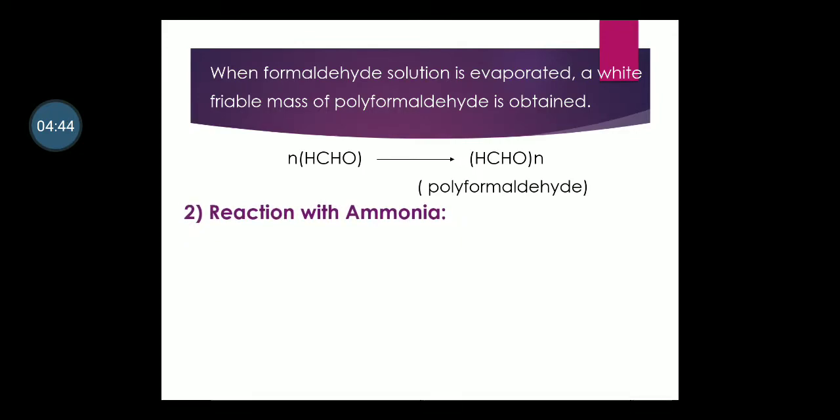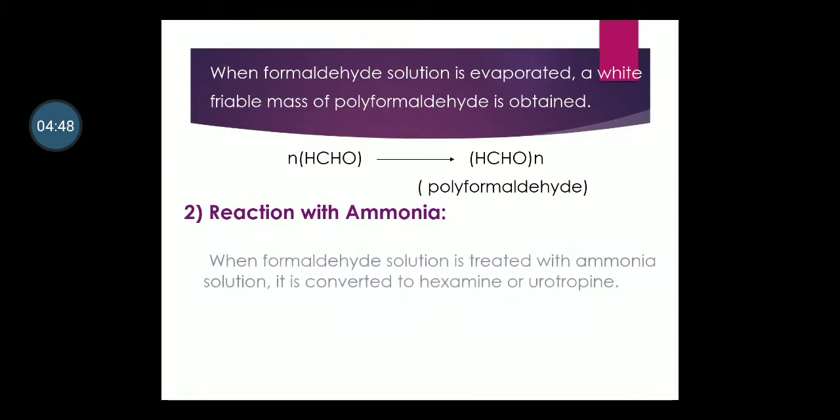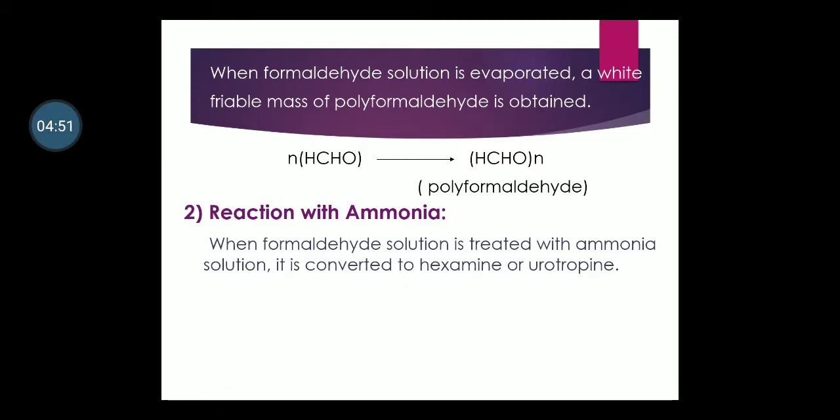Next chemical reaction, which is an important one, because the product that forms is useful. When formaldehyde solution is treated with ammonia solution, it is converted into hexamine, also called urotropin. So let us see the reaction. Six molecules of formaldehyde, HCHO, with ammonia, form what is called hexamine, or also called urotropin.